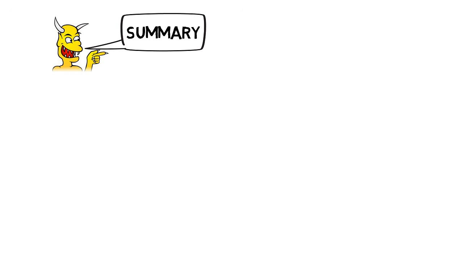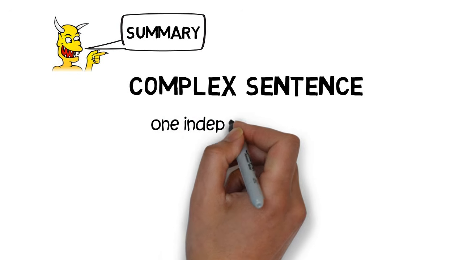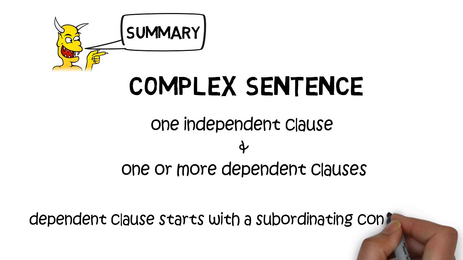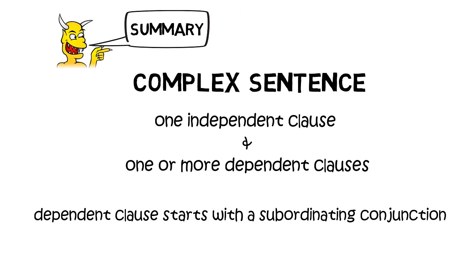So, here's a summary. A complex sentence has one independent clause. That's one that could stand alone as a sentence. At least one dependent clause, and those dependent clauses start with a subordinating conjunction, and we've got that list of those.